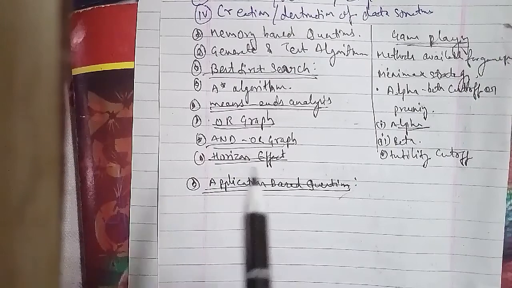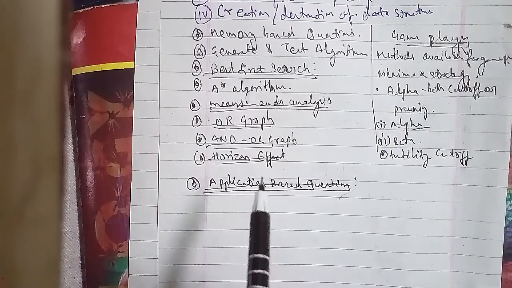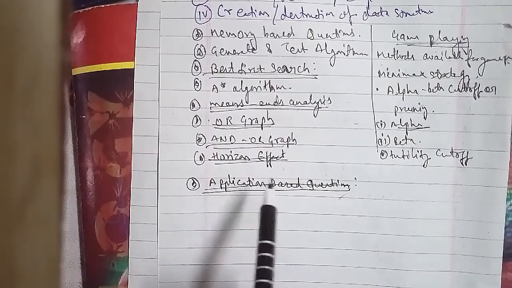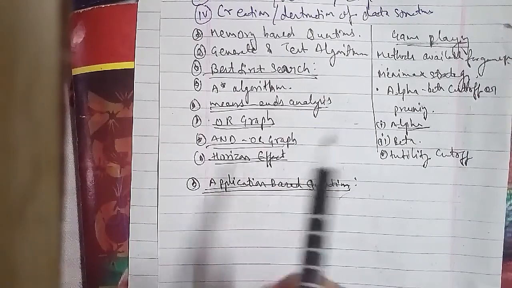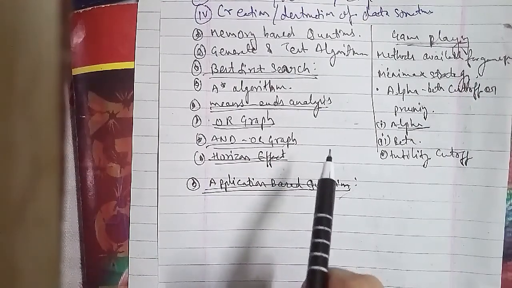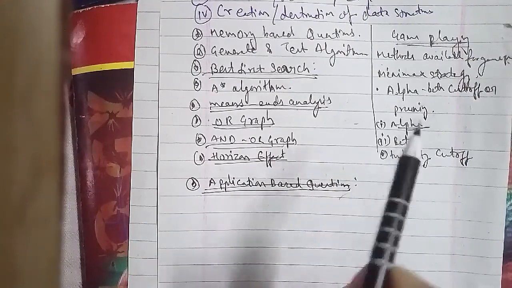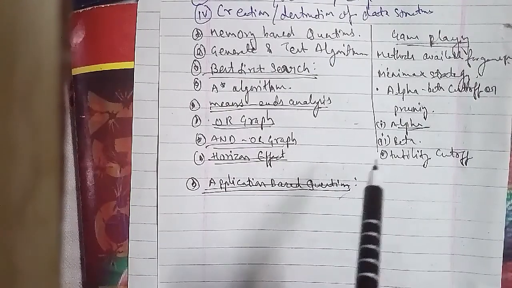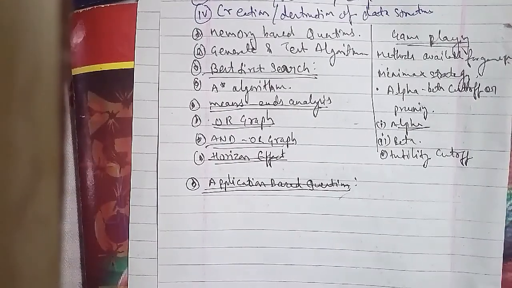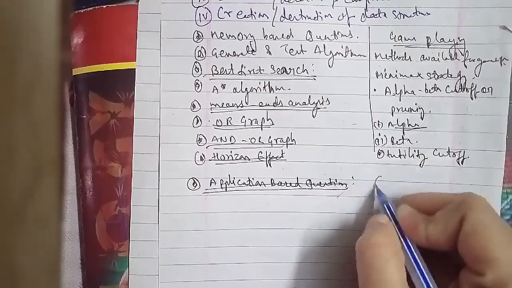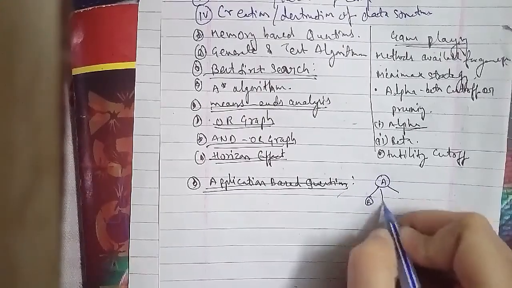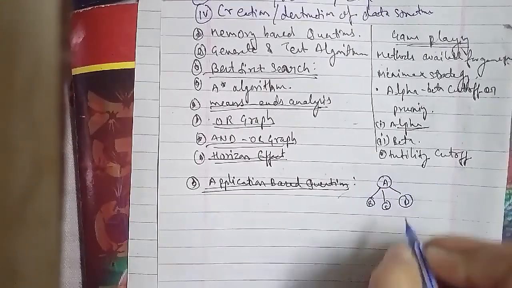This is A, and we expand it. This is B, C, and this is D. After this we expand B, that is E, F, and G. So this is the first application-based question, where we have to move from A to G, and the question said to design a search tree for finding the route from A to G. So we have done it here. First we initiate with A, then expand A, then expand B, and you will find it.